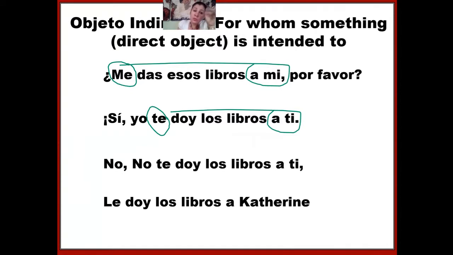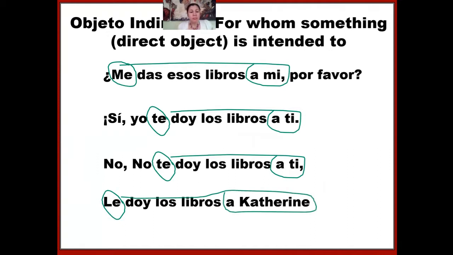Or the answer would be no: no te doy los libros a ti. Okay, I'm going to give those books to Catherine. See, le doy los libros a Catherine. Now, let's pay attention to this.